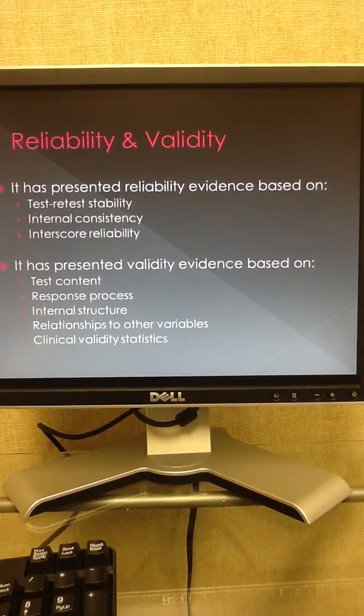The reliability and validity of this test have been proven through several methods. The reliability evidence was based on test-retest stability, internal consistency, and interscorer reliability. And the validity was based on test content, response process, internal structure, relationships to other variables, and clinical validity statistics.